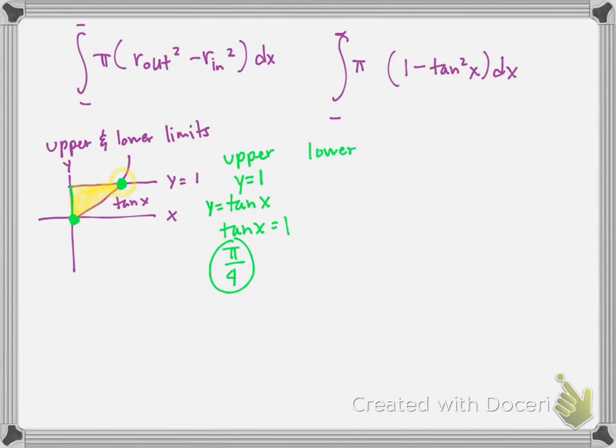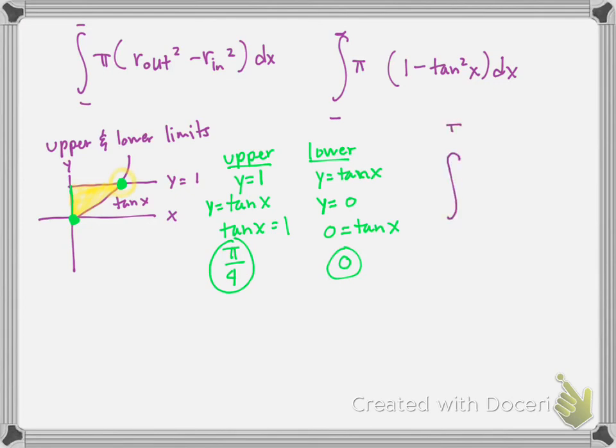Lower limit. Okay, I'm looking at this and I have y equals tangent x, and I also have y equals 0. So where does tangent x equal 0? Hopefully you guys said 0. So I have my upper and lower limits, so let's go ahead and plug and play.